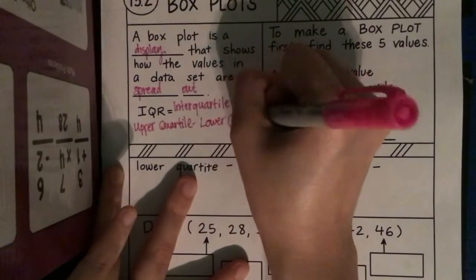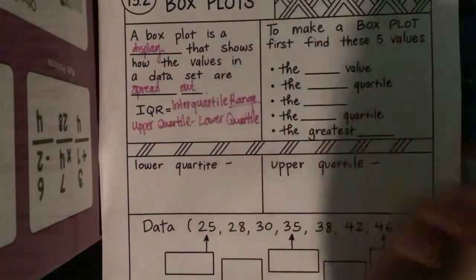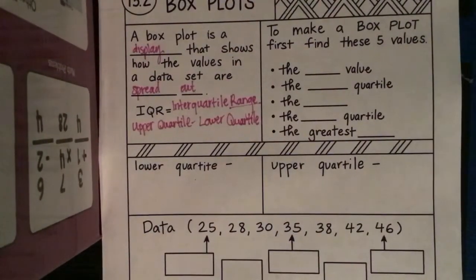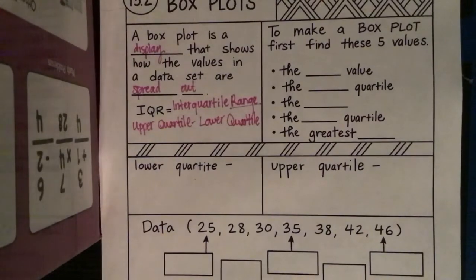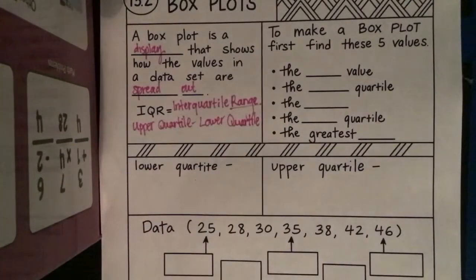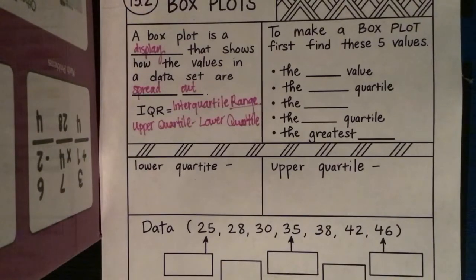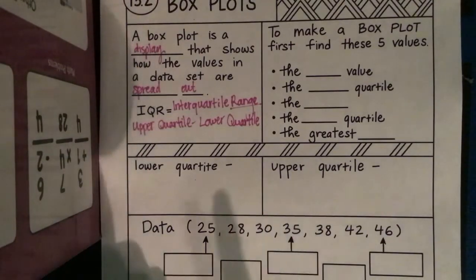And then a way to remember this is, well, we have the word range in here, and we know the range is the highest minus the lowest. So here, we're talking about the quartiles, so we're going to be subtracting the upper and the lower. And it's pretty simple.